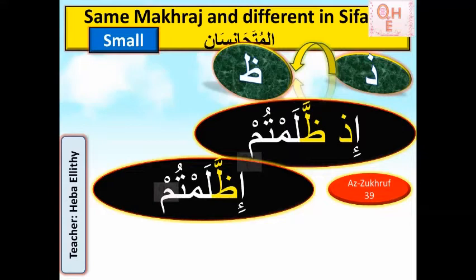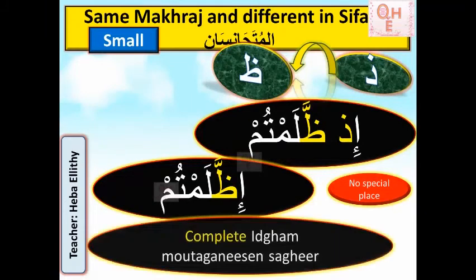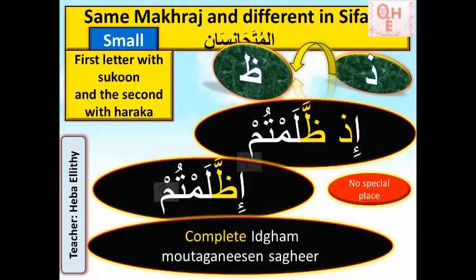more time in إِظْ in Surah An-Nisa, I think verse 64. So these are the only two places in the whole Quran for dhal followed by dha, dhal sakina followed by dha. If I ask you what the rule is here, you will tell me complete idgham mutajanisin صغير, small. Here, the first letter has sukun and the second has haraka, like we know.